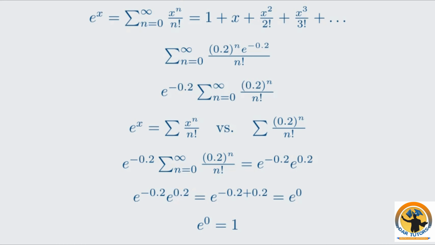This might seem like a clever trick, but it has a deep connection to probability. The expression we evaluated is the sum of all probabilities in a Poisson distribution with parameter 0.2. A fundamental property of any valid probability distribution is that all probabilities must sum to 1. This exercise has proven that this specific distribution is valid.